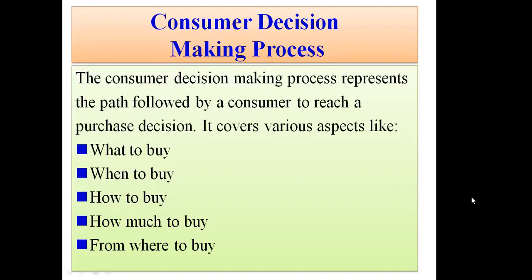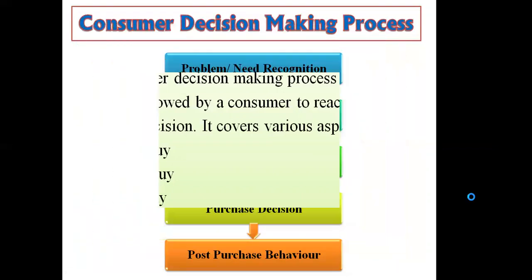And the last one is from where to buy. It tells about the location or the store or the place from where purchasing is done. Online purchases are also covered under this aspect. Sometimes this process is also known as consumer buying process. The study of consumer buying process also helps the marketers to find relations between various factors influencing the consumer behavior.